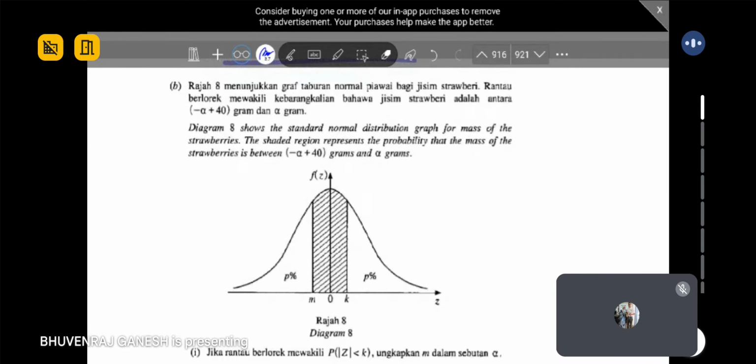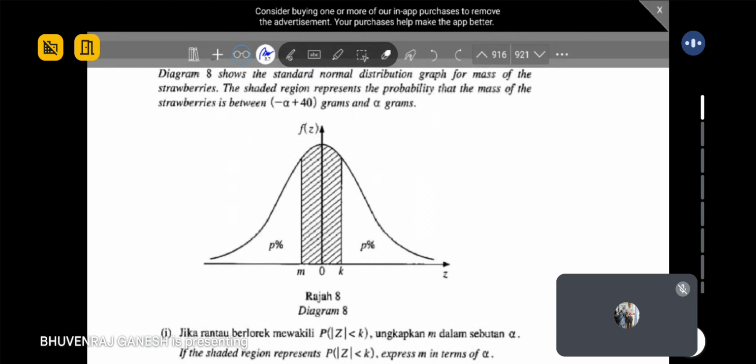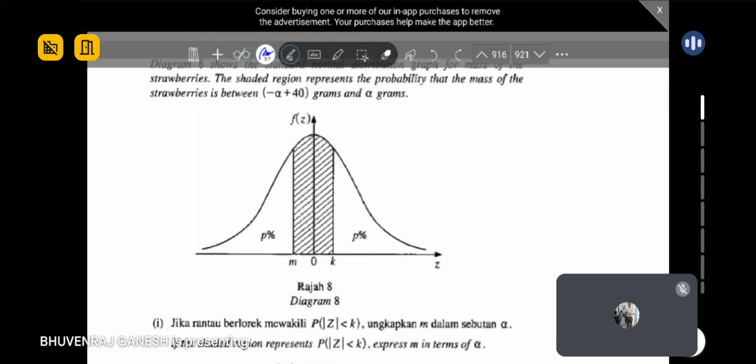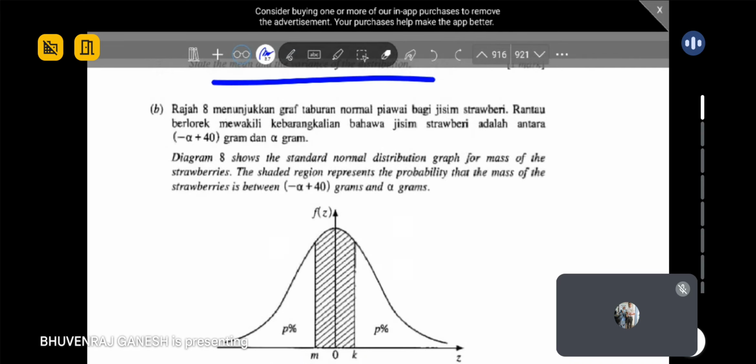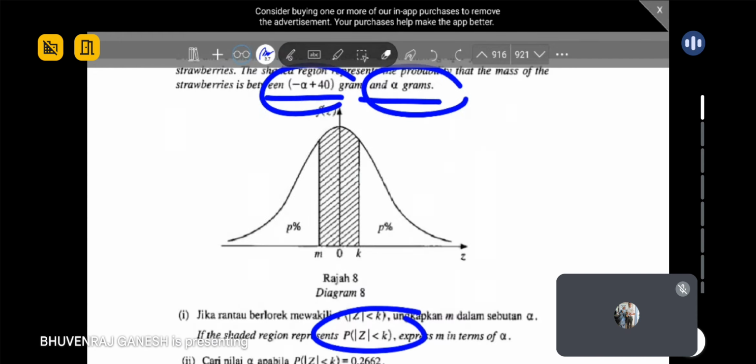Okay, soalan B. So for question B, they come to normal. Okay, taburan normal. So for the first question, they ask you to express m in terms of alpha. Okay, kamu kena ungkapkan. Alright. So, let me see. They say the shaded region represents the probability that mass is between these two. Okay, so this is the information, guys. Ini adalah informasi dia.